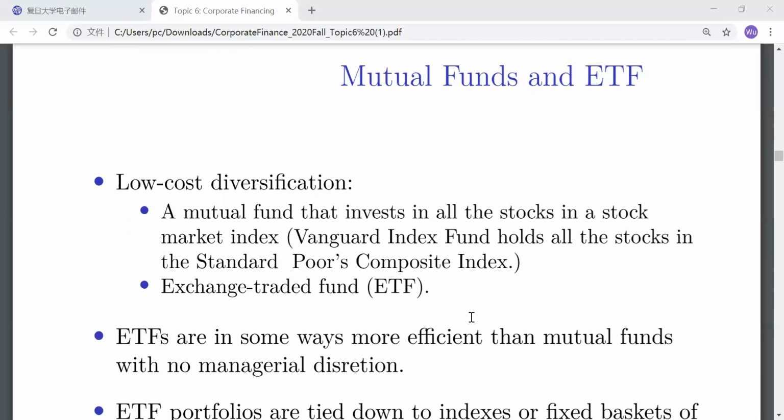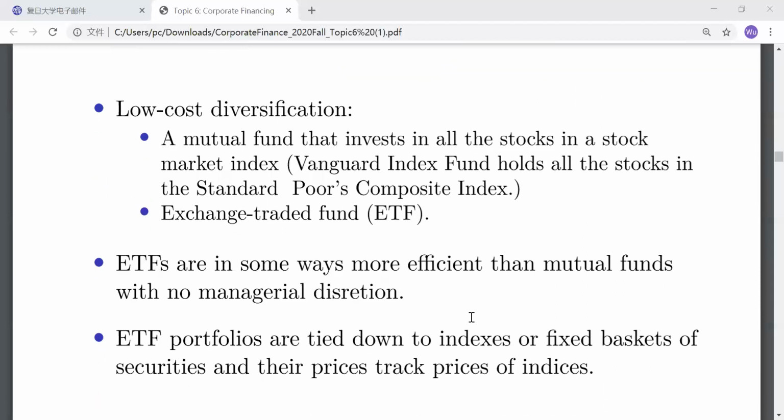And the commonality there is that you can achieve low-cost diversification by holding shares of common stock or by buying an ETF, right? So basically, an ETF is a mutual fund that invests in all the stocks in a stock market index, right? So this is like an ETF, right? You can have an S&P 500 ETF, you can have a Shanghai Stock Exchange ETF, right? So that will be almost mimicking the index, right?